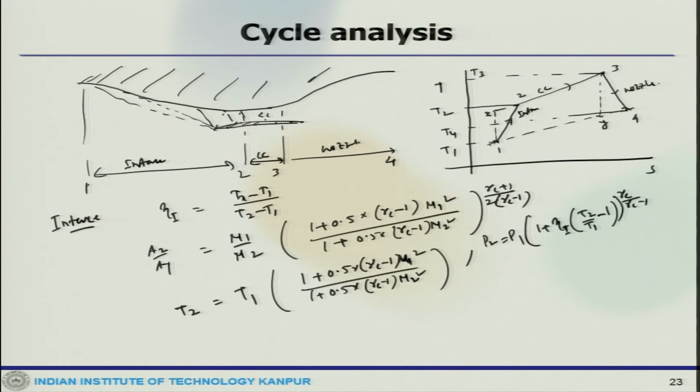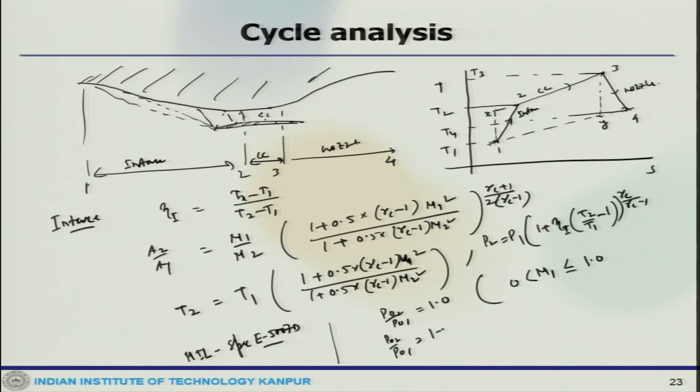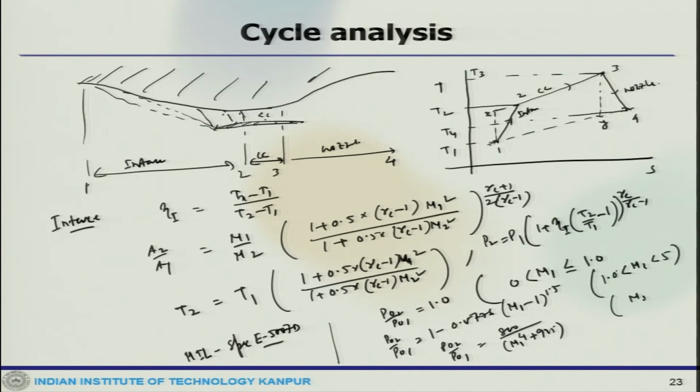The inlet total pressure recovery is modeled with MIL spec E-5007D, which can provide some correlations. These correlations are like P naught 2 by P naught 1 is 1 for M1 less than 1, and P naught 2 by P naught 1 is 1 minus 0.0776 (M1 minus 1) in the range 1 to 5, and P naught 2 by P naught 1 would be 800 by (M1 to the power 4 plus 935) for M1 greater than 5.